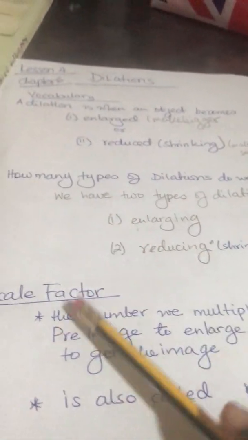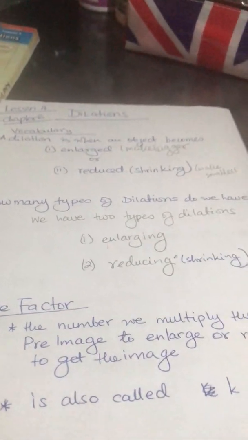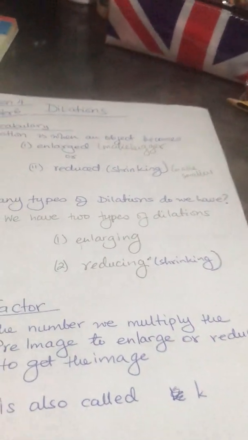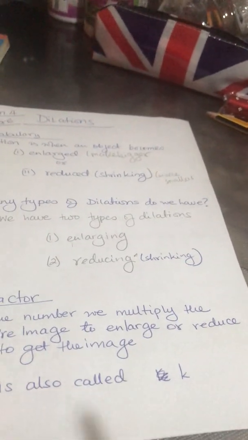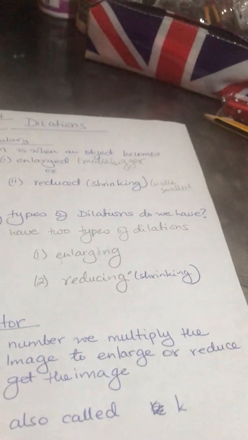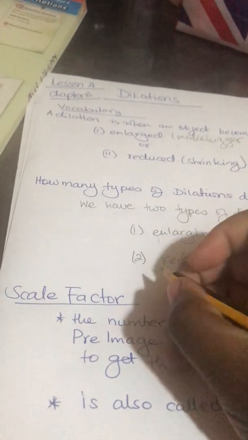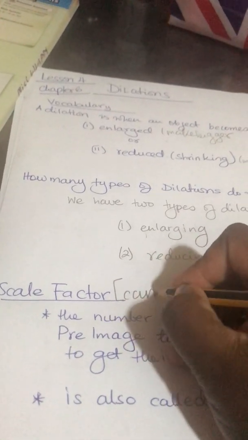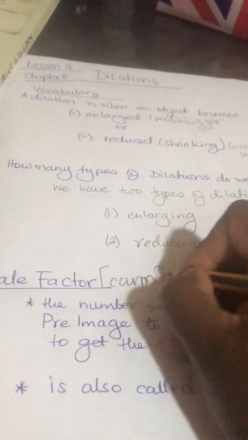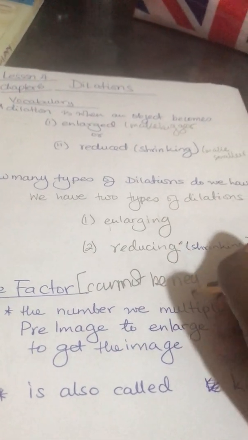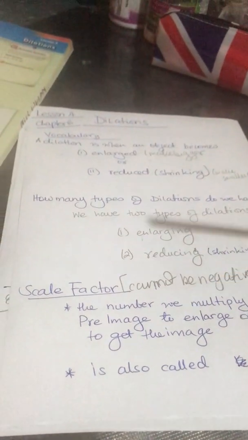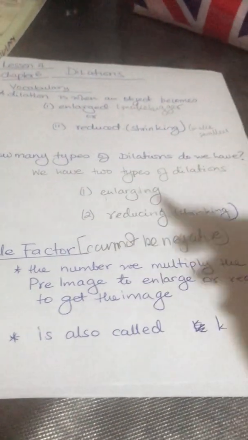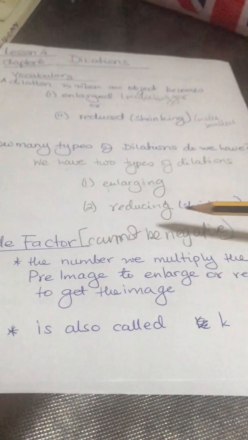Okay, this is very important. So scale factor is a number. It cannot be any other thing. It is a number. It can be a fraction, a decimal. Okay, but it has to be a positive number. It cannot be negative. So it is any rational number as long as it is positive.